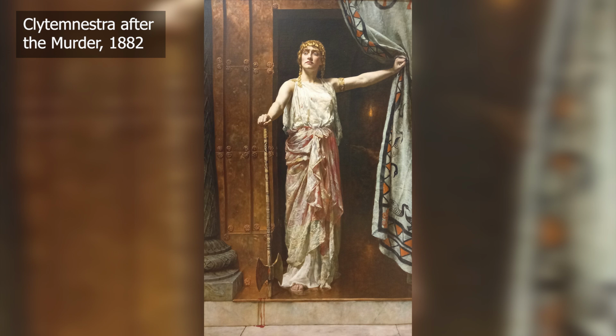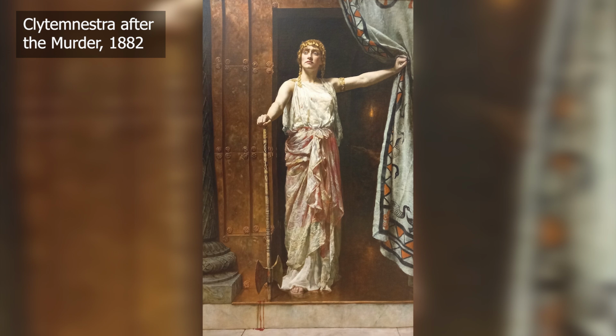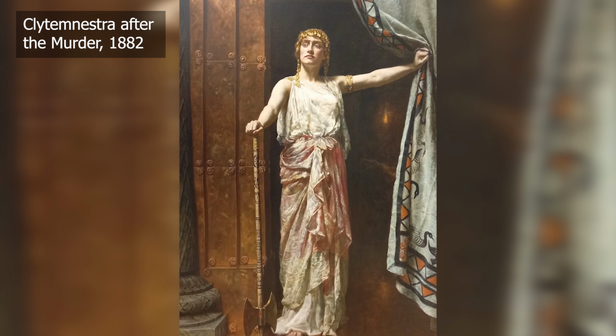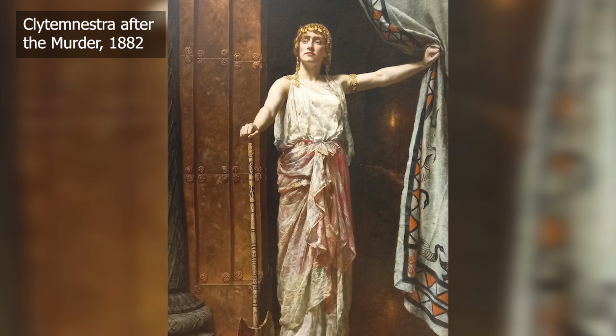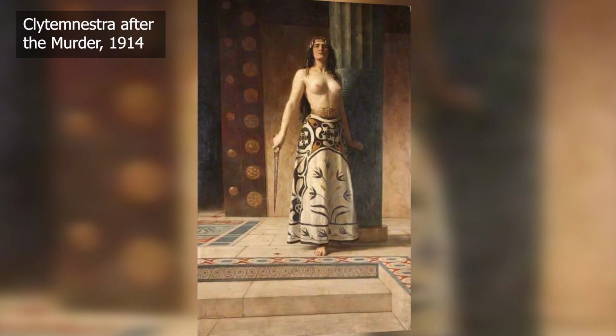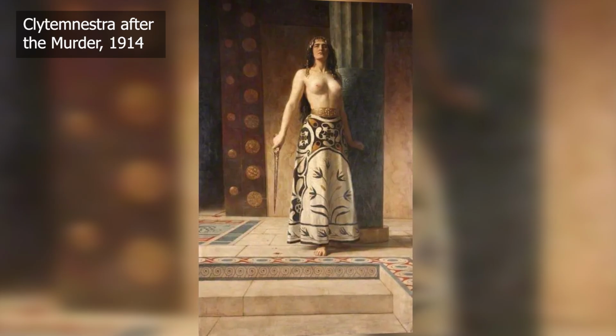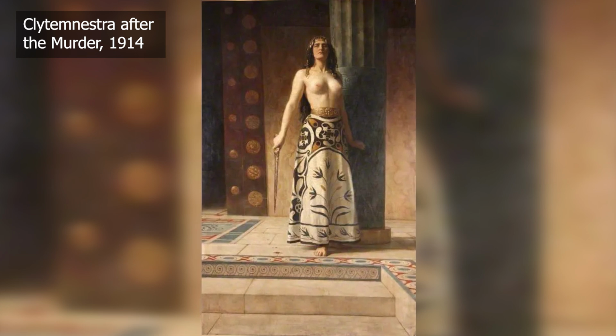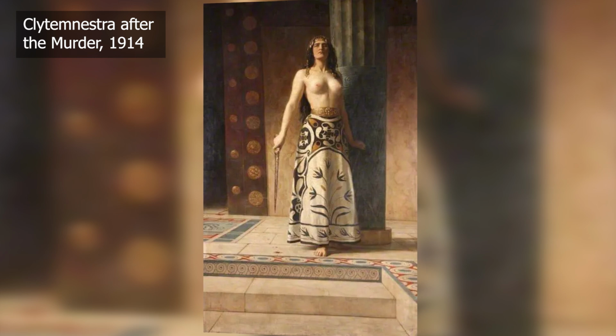This work is called Clytemnestra after the murder. It was painted in 1882, when Collier was only 32 years old. It is interesting that John depicted Clytemnestra twice, the second time 33 years later. This is a scene from Greek mythology.